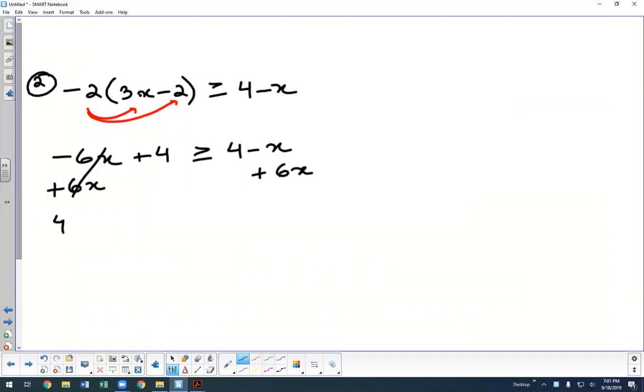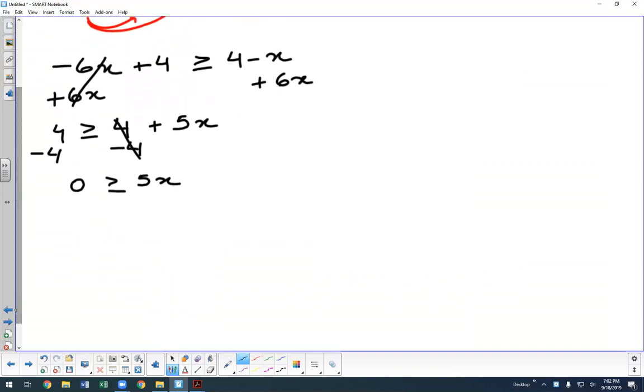I have a 4 left behind, greater than or equal to 4, and what is -x plus 6x? Yeah, very good, +5x. Since I moved the x, let's go ahead and subtract this 4. Move it to the left-hand side, and 4 minus 4. What's our x? Yeah, so we divide both sides by 5. 0 divided by 5 is 0. So you've got 0 greater than or equal to x.